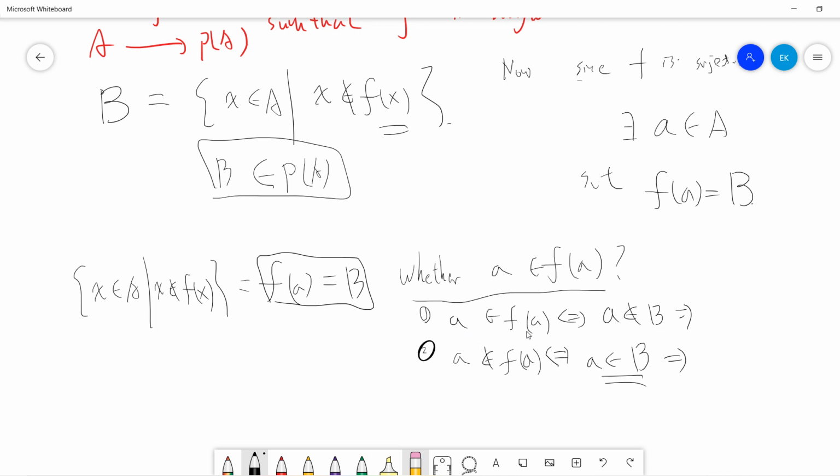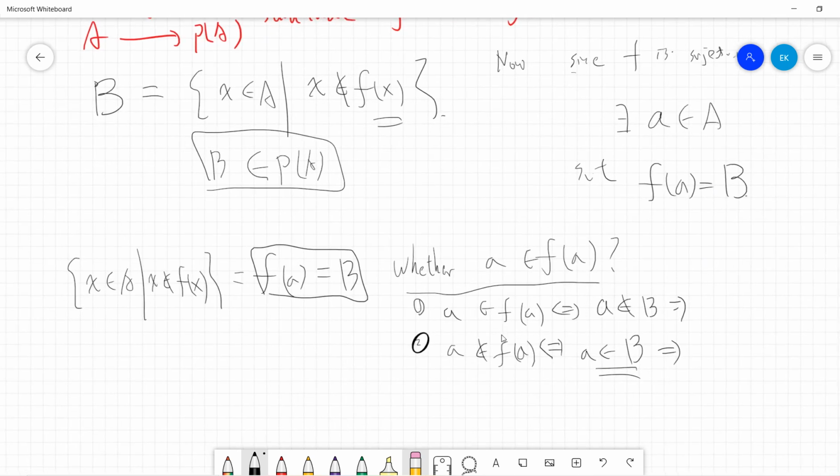But B is F of A, right? So this is a contradiction. So there's a contradiction term you can put in here. And also, if A does not belong to F of A, then A will belong to B, right? But B is F of A. So these two statements are also a contradiction.